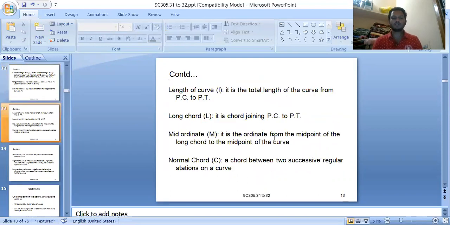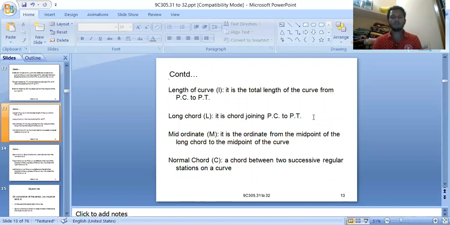Then we have length of the curve. It is the total length of the curve from the point of commencement to the point of tangency. So we have to measure along the curve. We cannot measure along the long chord. If you measure along the long chord, it is called length of long chord. It is different from length of the curve. If we want to measure the length of the curve, we have to measure along the curve. It starts at the point of commencement and ends at the point of tangency. If you observe these two things, they start and end at the same points. But we have to measure along the curve in this case, but along the chord in this case.